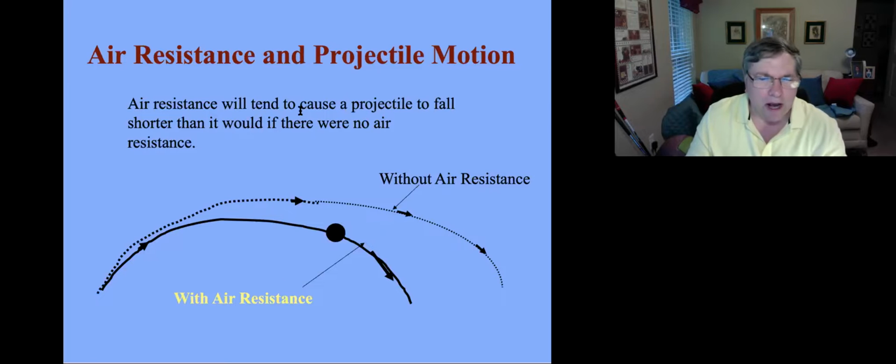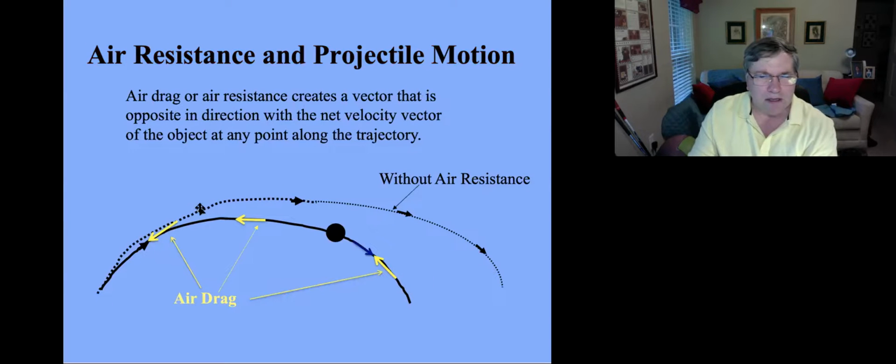Okay, so we add air resistance. What does that do? Well, air resistance is going to knock down the trajectory of the projectile. It's going to reduce the range, and you're also going to come in at a steeper angle. The reason that happens is that the direction of the force for fluid drag is always opposite to the velocity vector of the ball or object at any point in time.